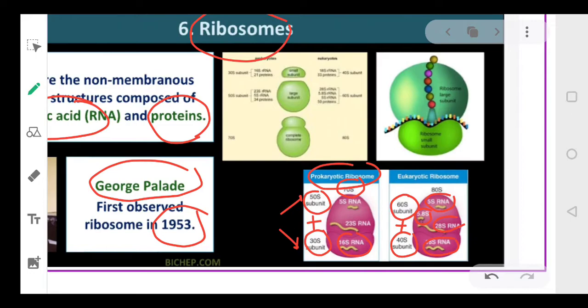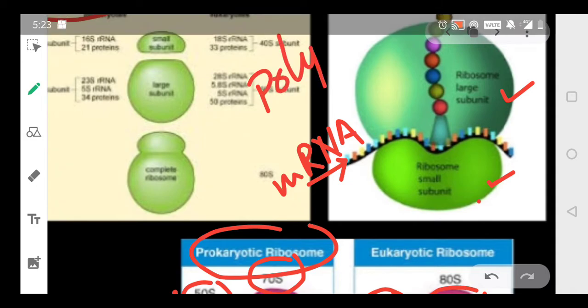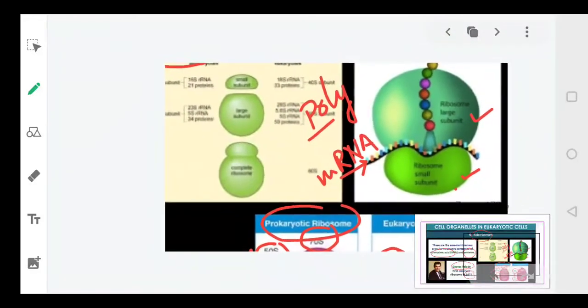When this ribosome combines with the mRNA, okay, this is your mRNA. So when the smaller unit of the ribosome, the bigger unit of the ribosome, plus the mRNA, these three things come together, then we call it a polysome. So polysome is made up of the small unit, the bigger unit and the mRNA. Right everyone? I hope you understood the concept of ribosome.